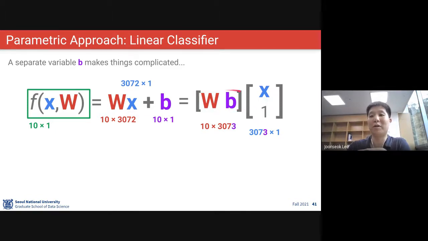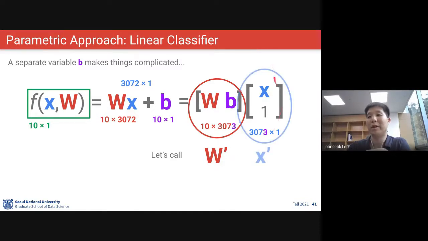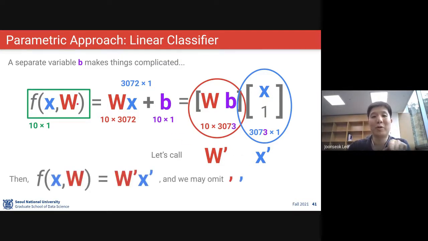When we compute the matrix-vector multiplication, W and X will be multiplied, and B and 1 will be multiplied. We call this [W B] W prime, a new W, and this X with the 1, we call X prime, the new X. Then F is still W times X, slightly different from the previous one but basically the same thing. Now it incorporates the bias term inside. So from now on we are just going to use this form. Our linear model is WX, but you should automatically assume that it incorporates the bias term like this, just for simplicity.